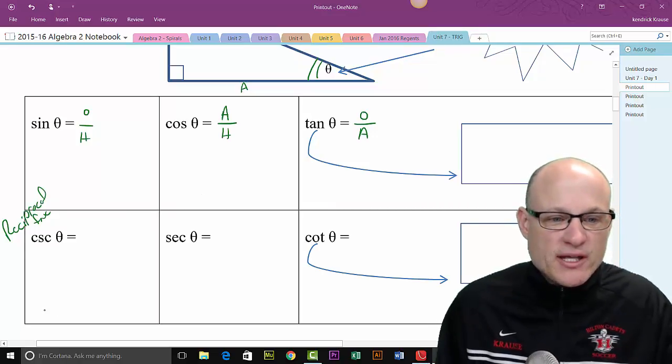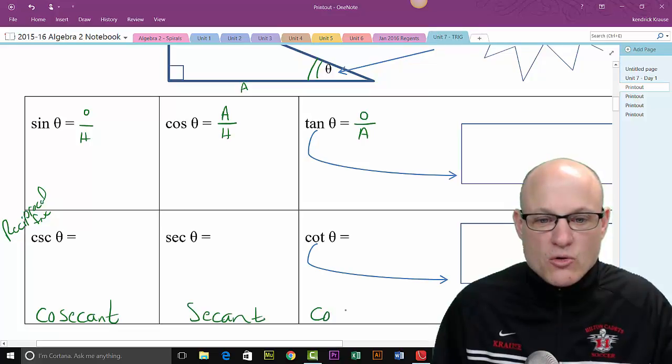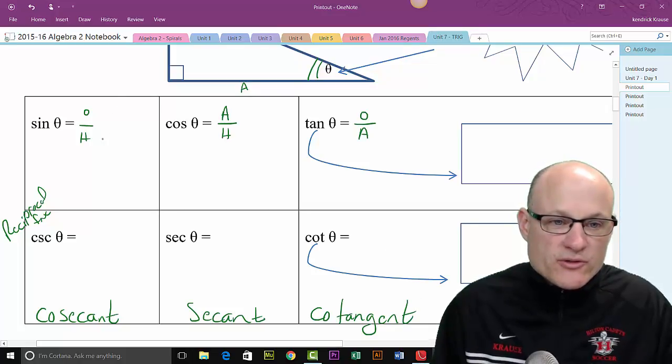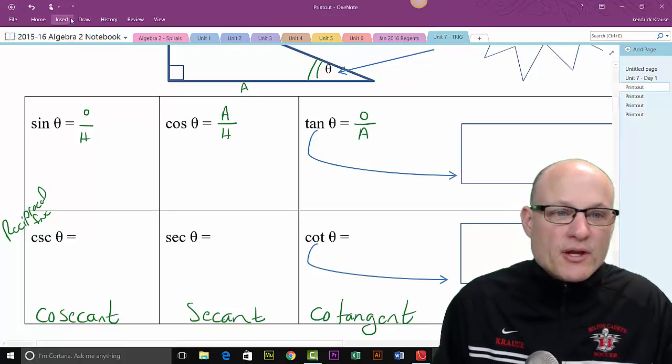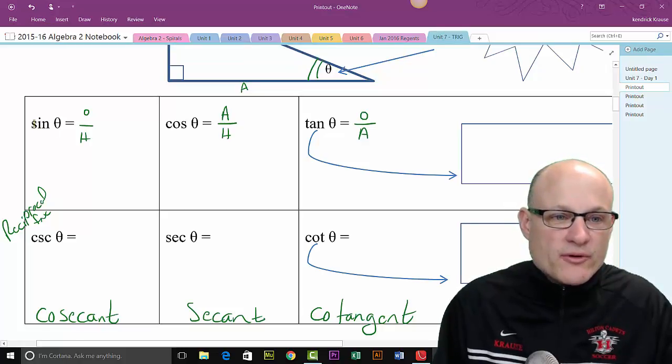Cosecant, this is cosecant. Secant and cotangent. Well, if I call them the reciprocal functions. Now, the one thing that people don't like, and that's because we don't like you as math teachers, we decided to make things a little bit more difficult.